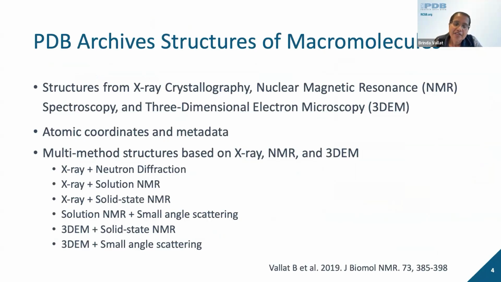The PDB archives structures of macromolecules determined using X-ray crystallography, NMR spectroscopy, and 3-dimensional electron microscopy. The structures archived in the PDB contain 3D atomic coordinates and associated metadata. The PDB also archives structures that are determined using multiple methods. These methods usually use one of the traditional structure determination methods, such as X-ray, NMR, or 3D EM in combination with other methods, such as neutron diffraction or small angle scattering.